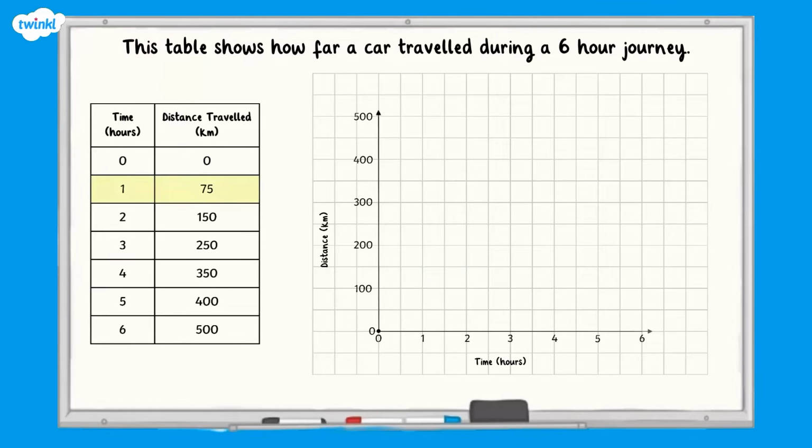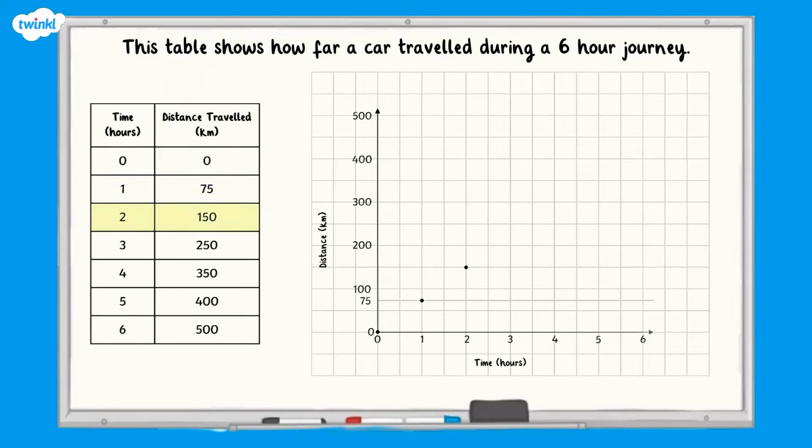At 1 hour, the car had travelled 75 kilometres. There is no line to represent 75 kilometres, so we need to use the scale to work out where the point will go. 75 is halfway between 50 and 100, so we'll need to go halfway between the horizontal lines representing those numbers. You might find it useful to draw the 75 kilometre line onto the graph lightly with a pencil. Then you can mark the point where the 2 lines cross.